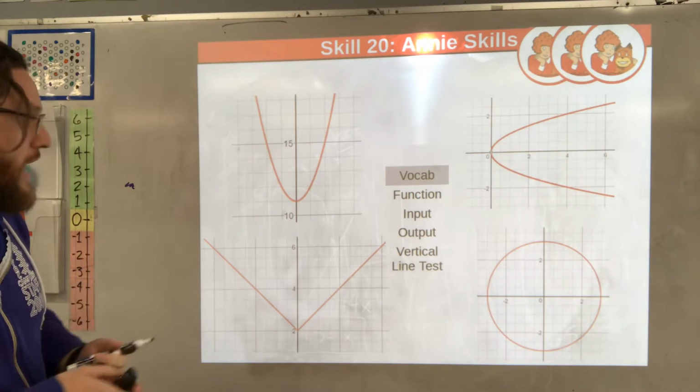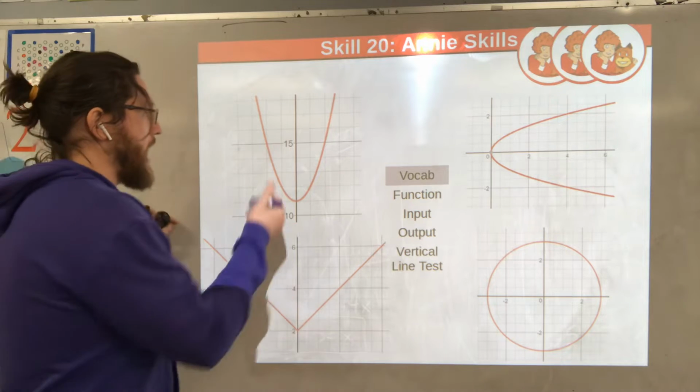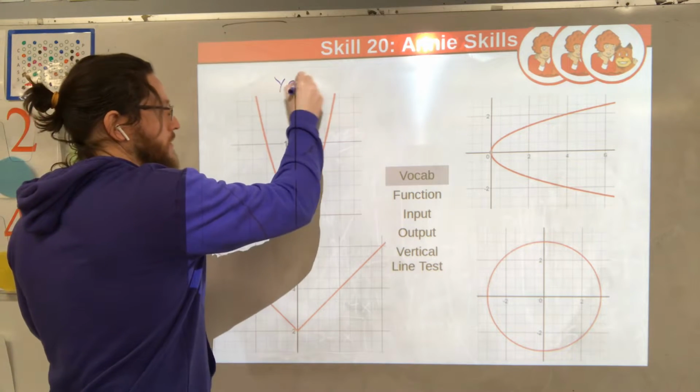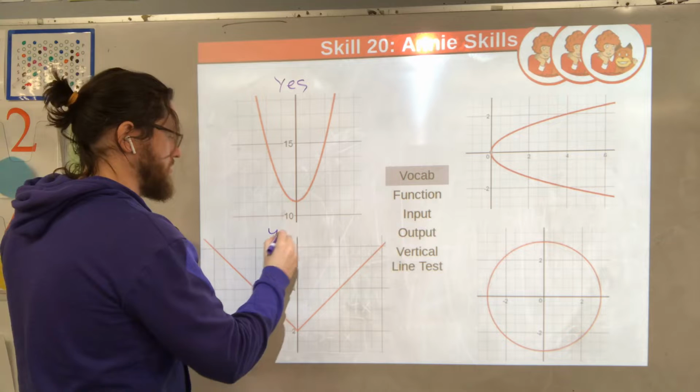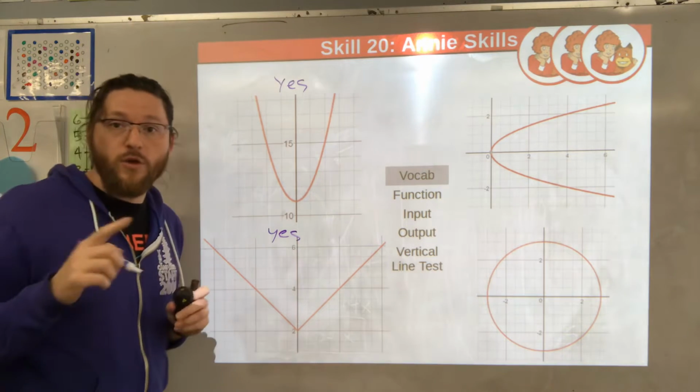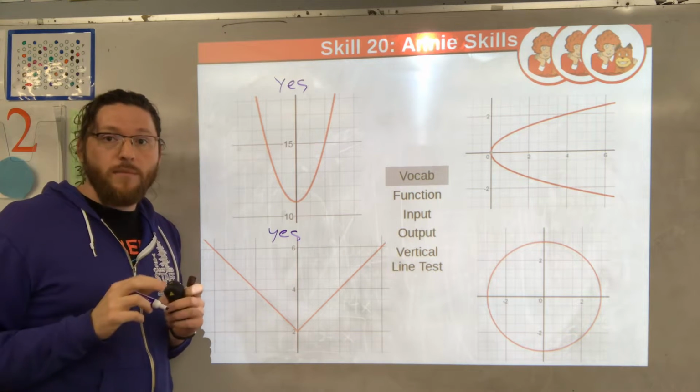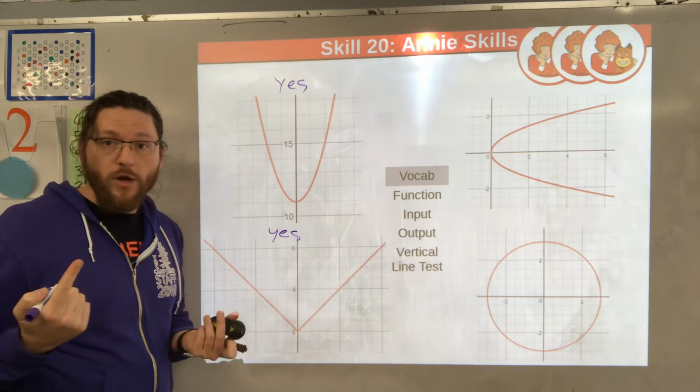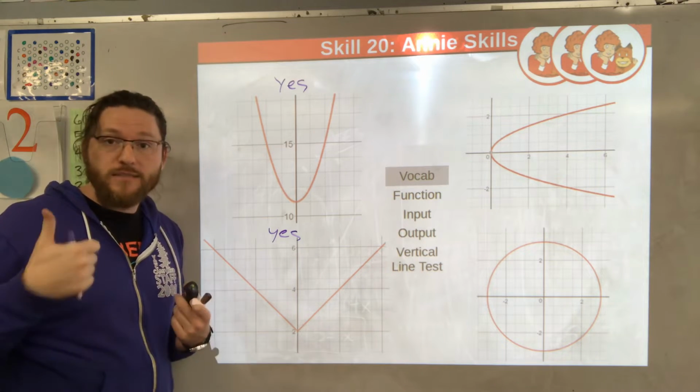If these were the graphs that you got, hopefully you were able to recognize that number one and number three are both functions. They both pass the vertical line test, and each input only has one output. So each one of these passes and is a function.